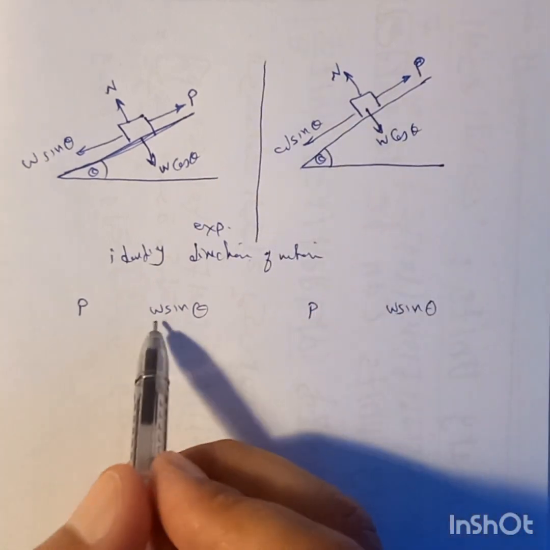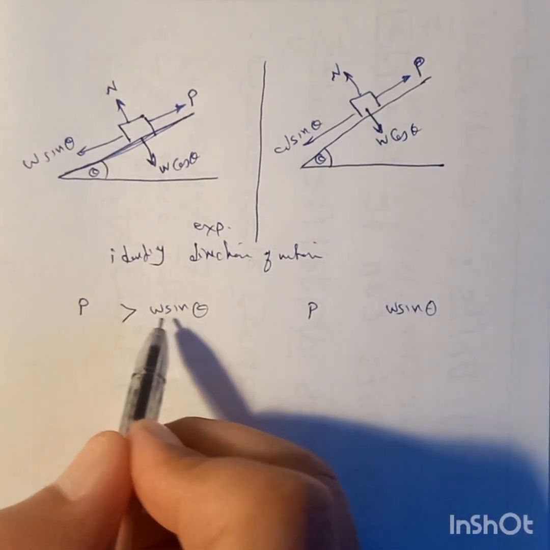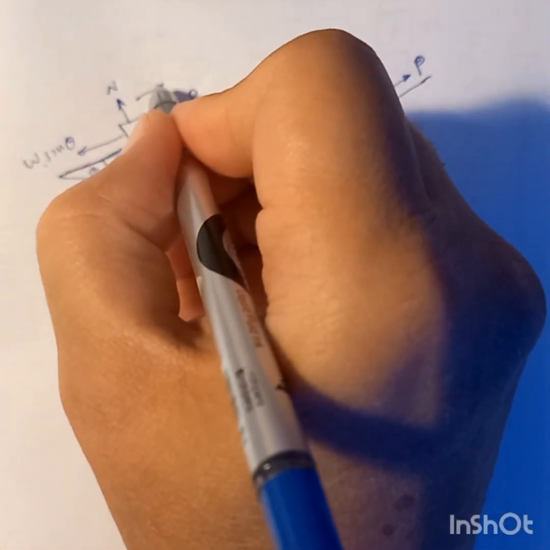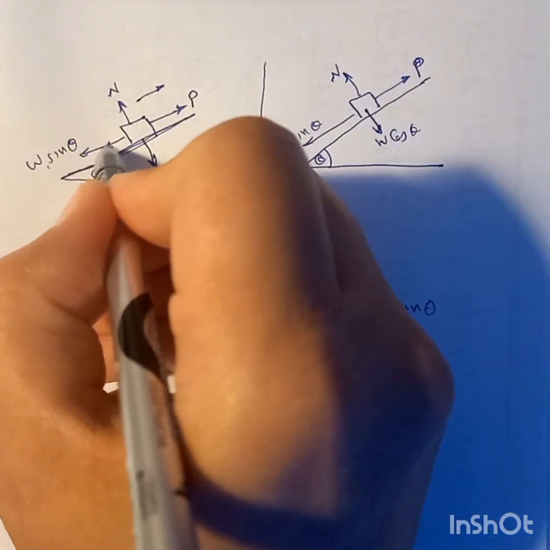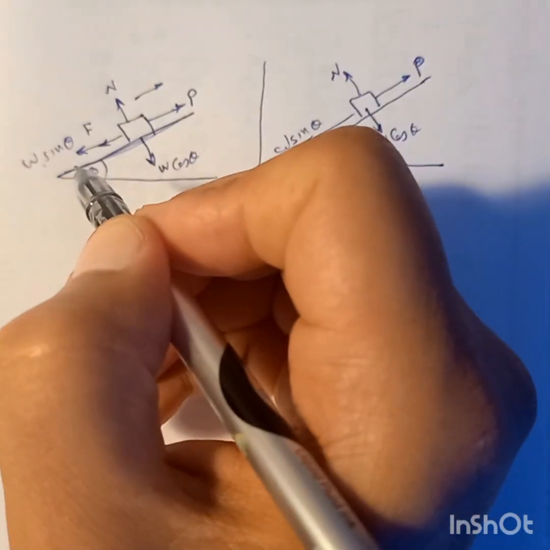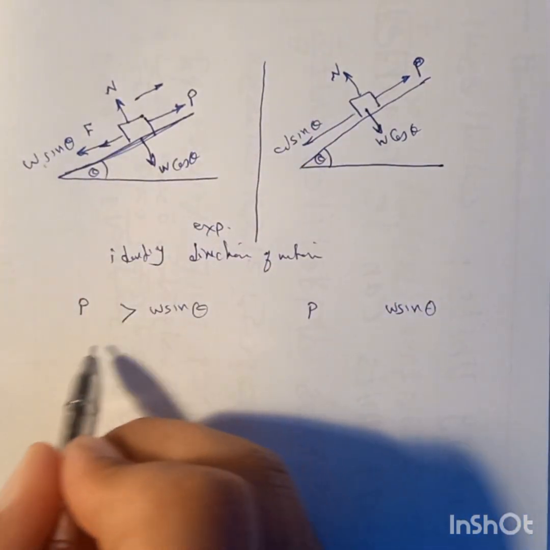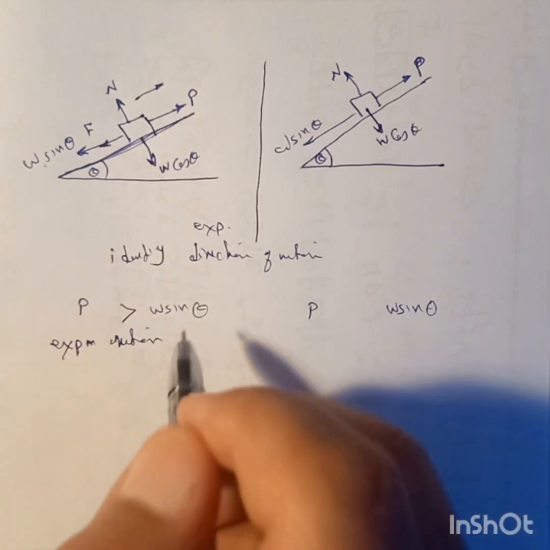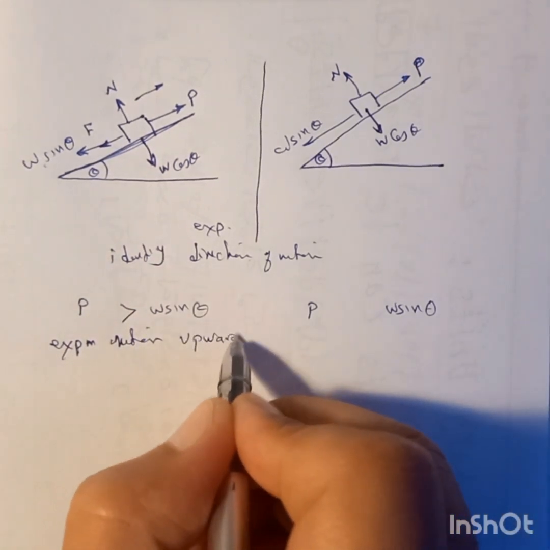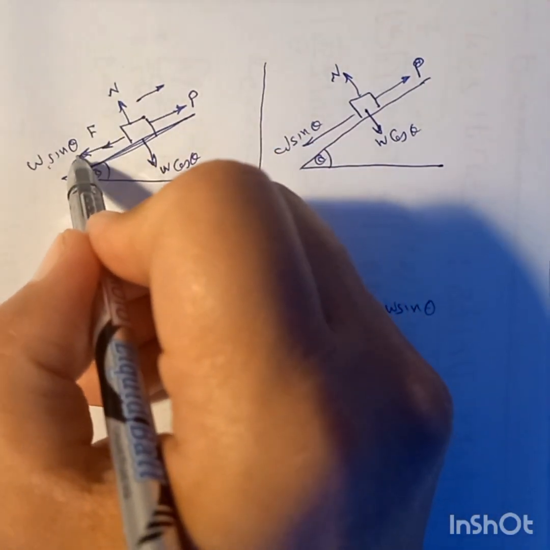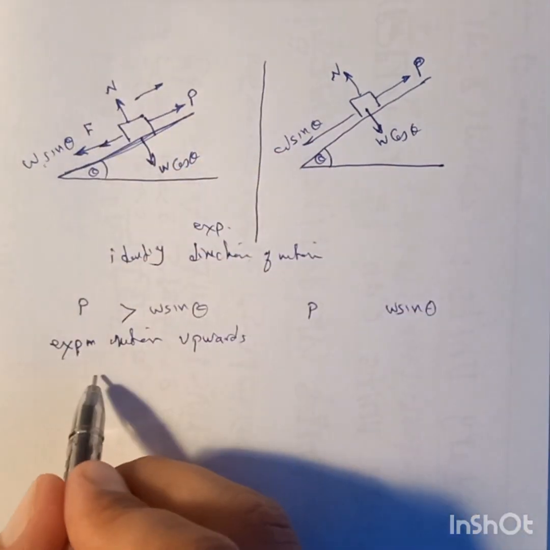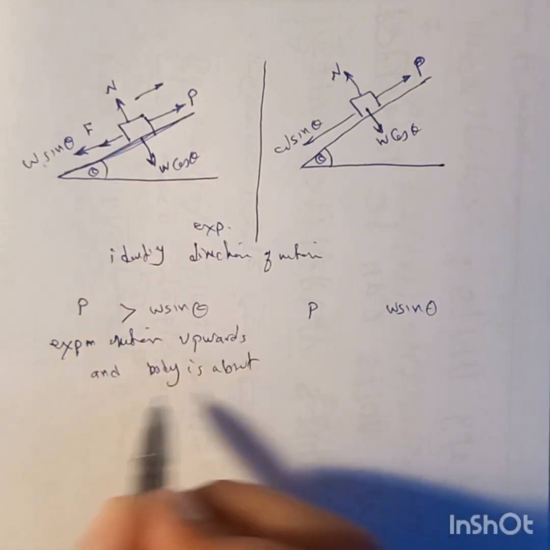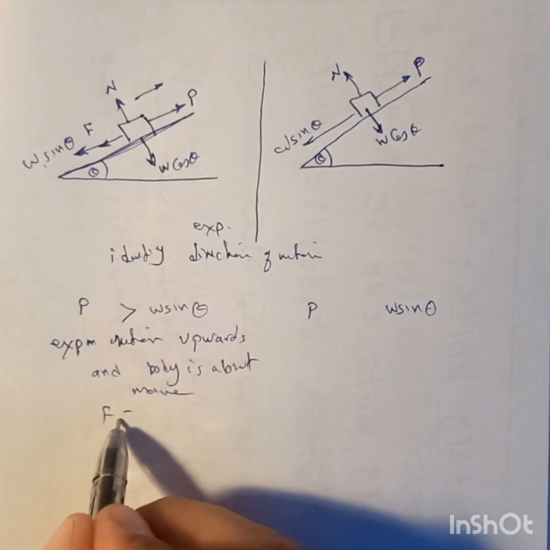Here, if P is greater than W sine theta, then the expected motion direction is in this direction. In the opposite direction we have the friction force F. The expected motion direction is upward along the plane, so downward along the plane we have F, and if the body is about to move, then F equals Fs.